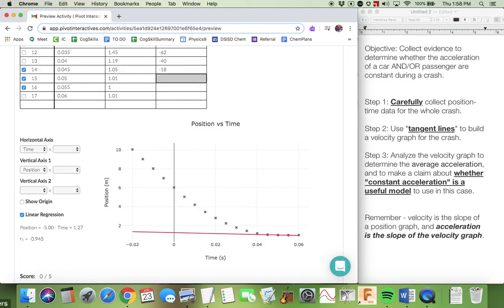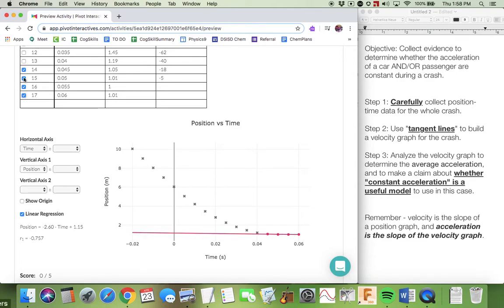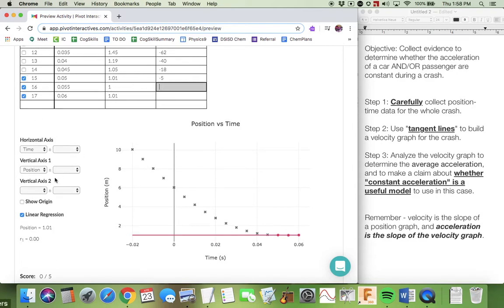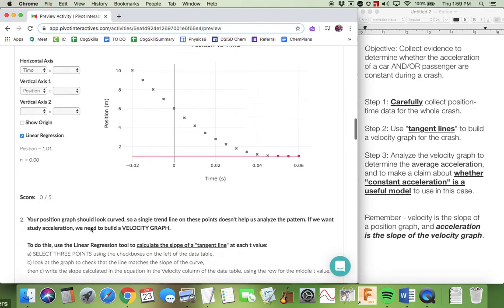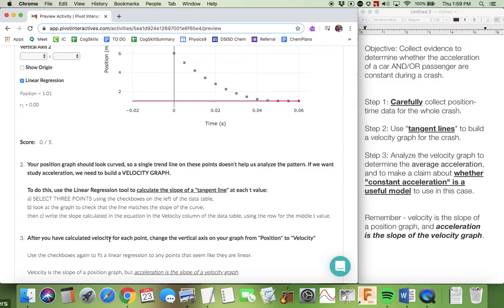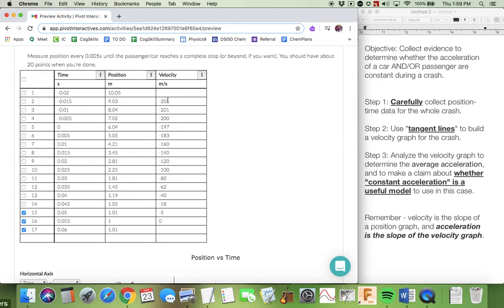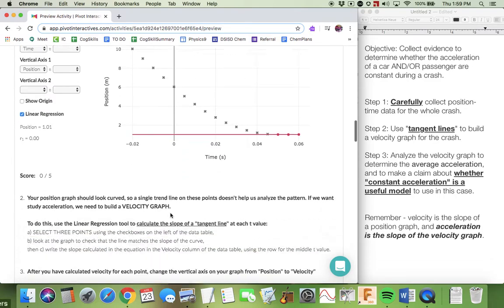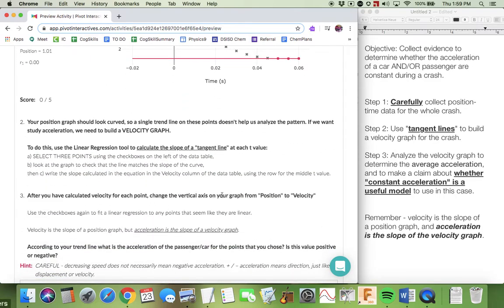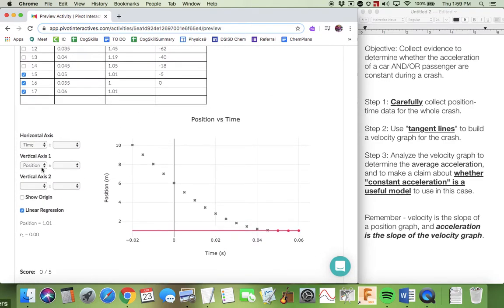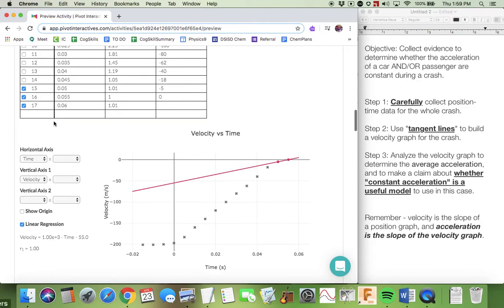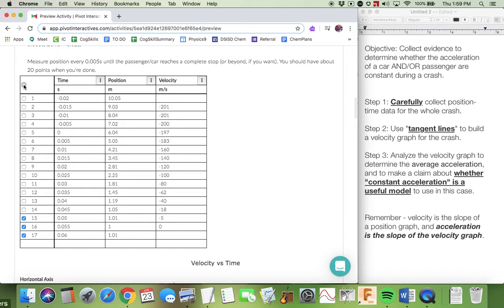So we get negative 5. And I got one more here. Looks like, all right, that's a slope of 0. So the car has stopped at this point. After you have calculated velocity for each point, which I did, those are these values, change the vertical axis on your graph from position to velocity. So the vertical axis is going to change to velocity, and I now have my velocity graph.